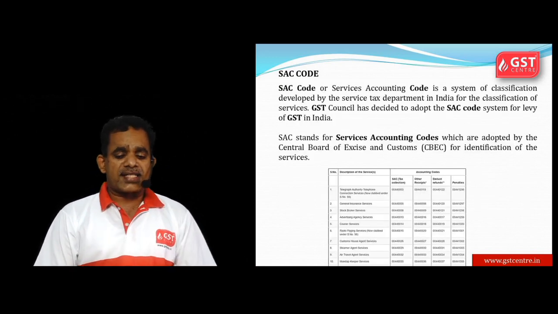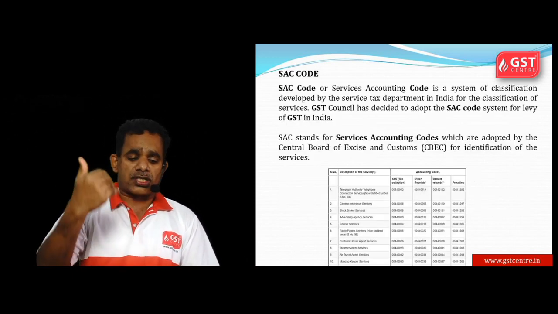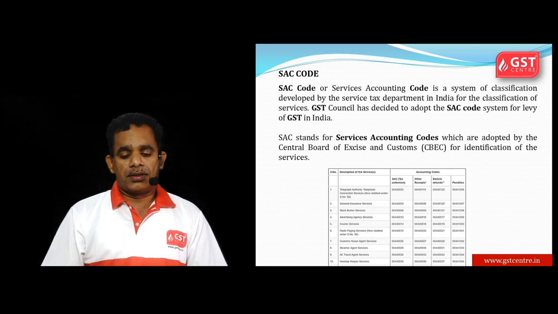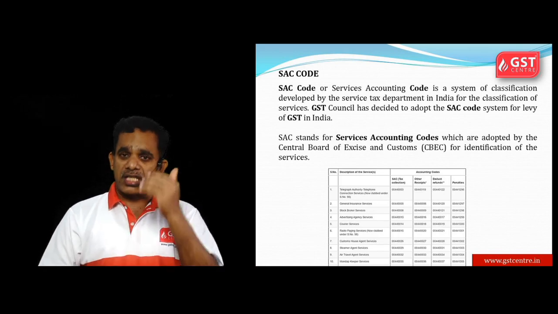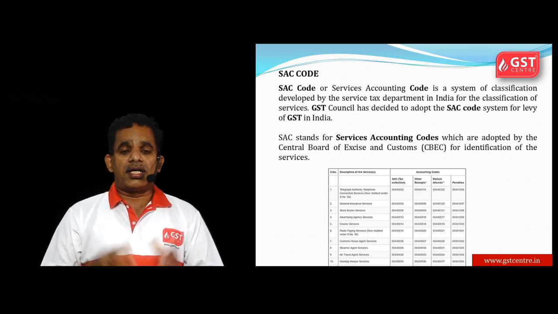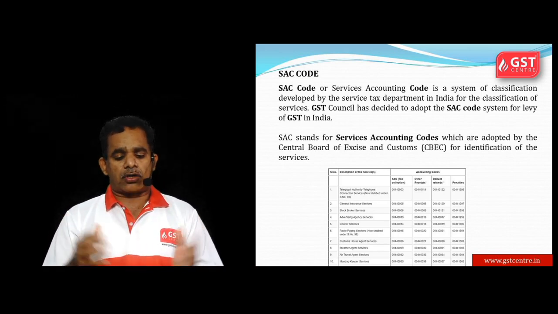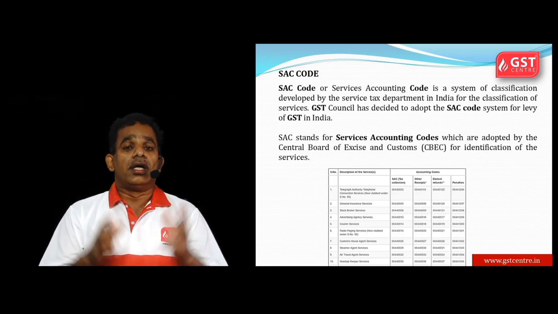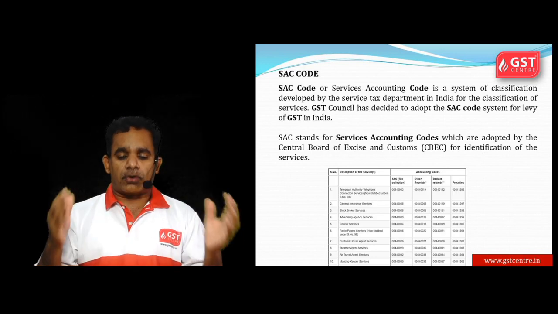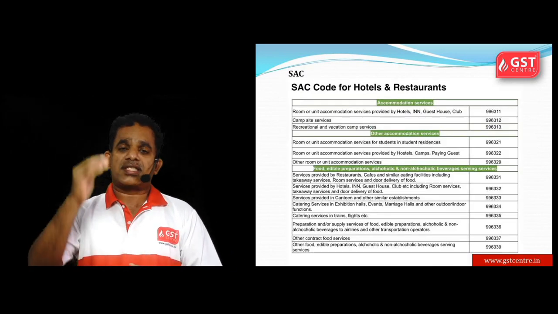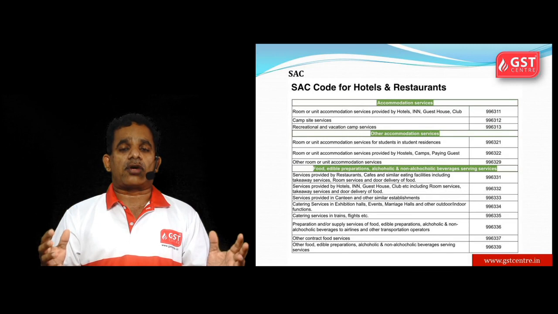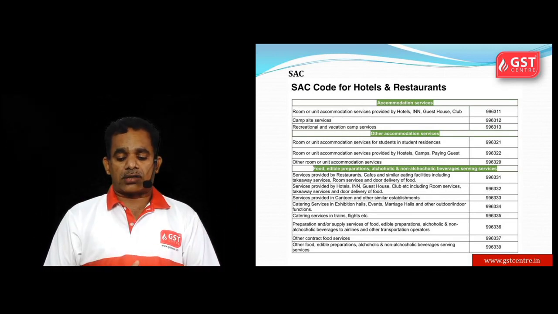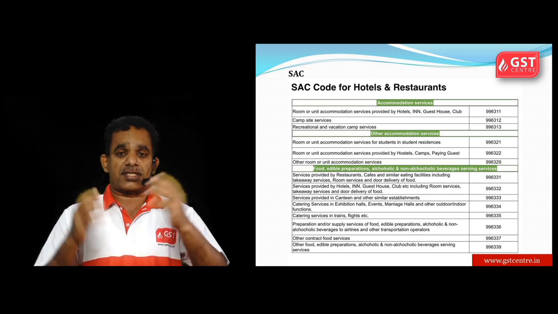On the other hand, SAC code is a system of classification of services developed by the Service Tax Department of India, and it was adopted by the GST Council also. SAC stands for Service Accounting Code, which is adopted by the Central Board of Excise and Customs, CBEC. You can see an example here, the SAC code for hotels and restaurants, which is classified again based on accommodation services, other accommodation services, food, edible preparations, alcoholic and non-alcoholic beverage serving services.